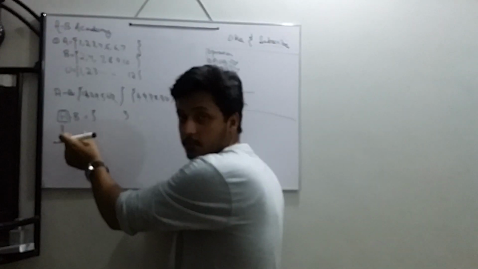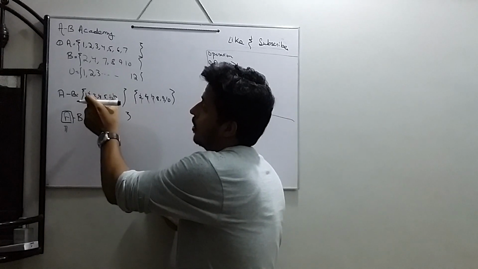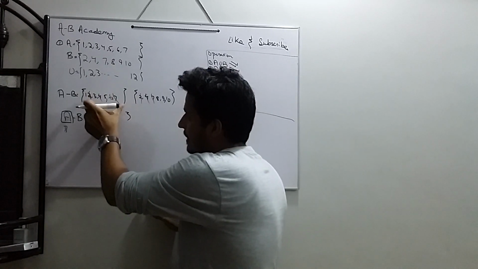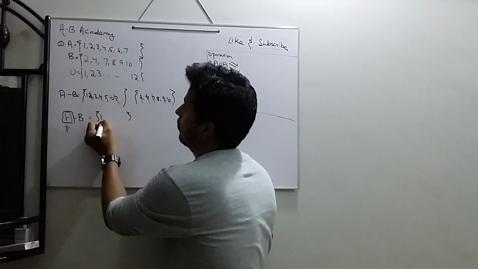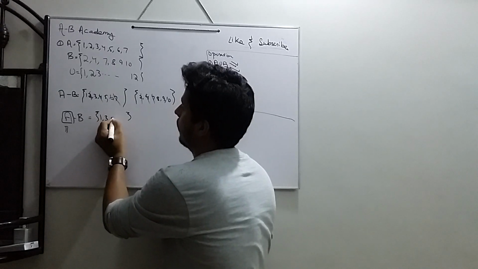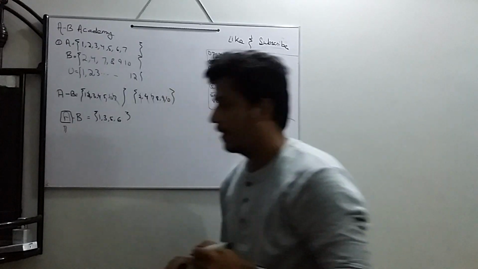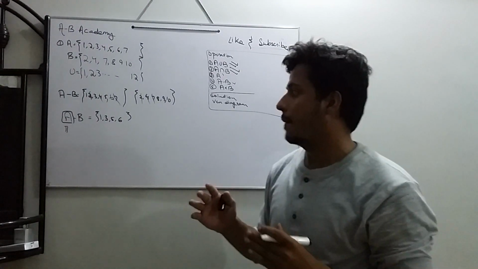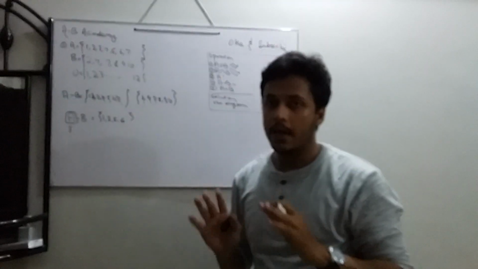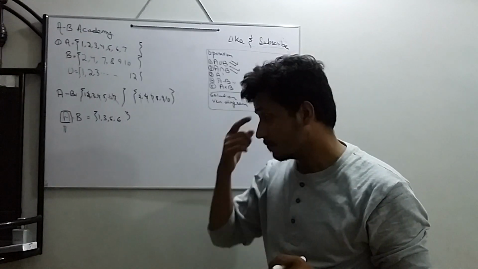If you have A minus B, you will have to write down the remains of this set, which are 1, 3, 5, 6. And this is A minus B. I hope you guys understood that.